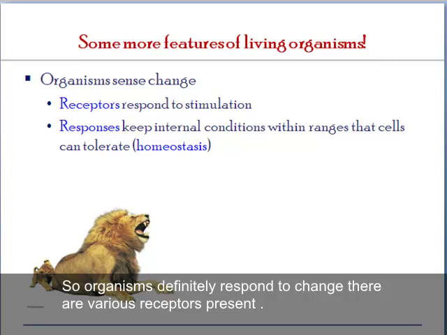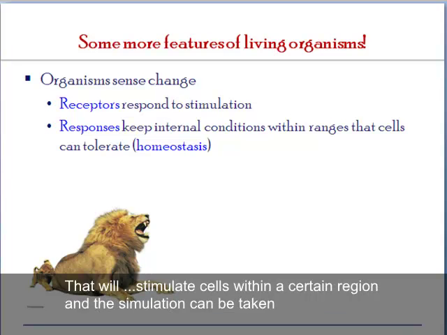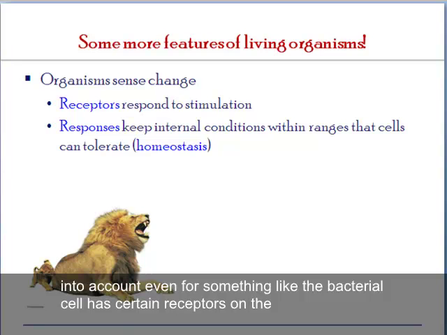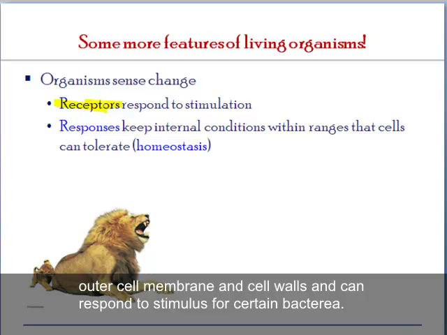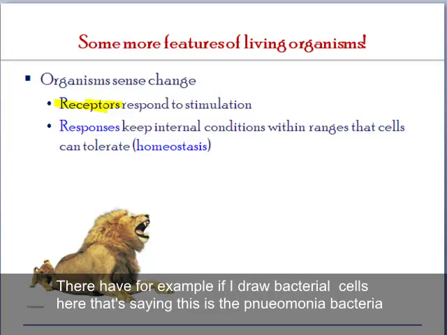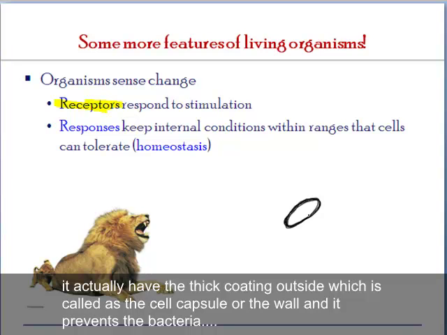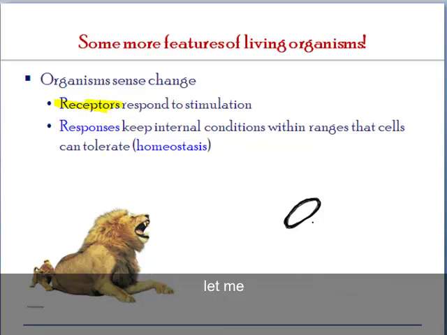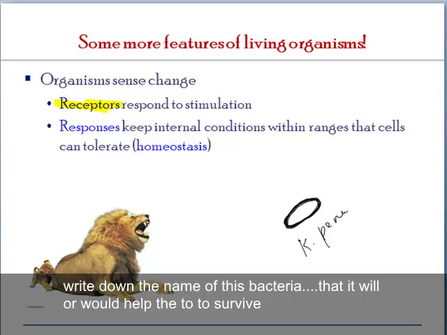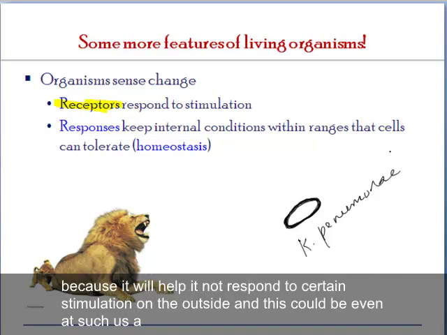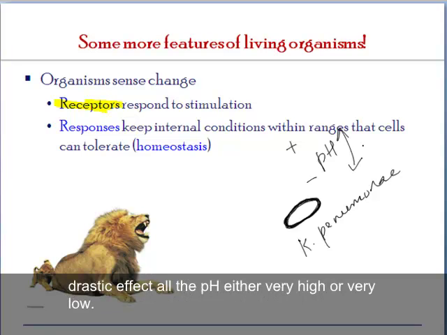There are various receptors present that will stimulate cells within a certain region, and stimulation can be taken into account even for something like a bacterial cell. It has certain receptors on its cell membrane and cell walls, and it can respond to stimulus. For certain bacteria, for example, if I draw a bacterial cell over here, let's say this is a pneumonia bacteria, it actually has a thick coating outside which is called the cell cap or the wall, and it prevents the bacteria from responding to certain stimulation on the outside. It helps the bacteria to survive. And this could be even such as a drastic effect of the pH, either very high or very low.